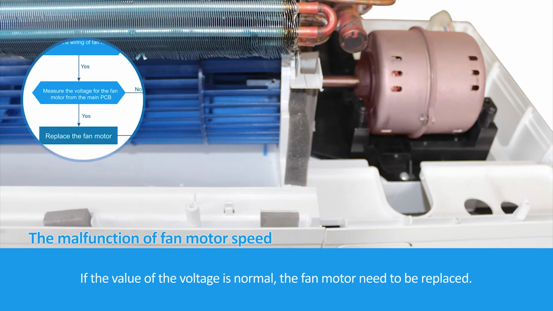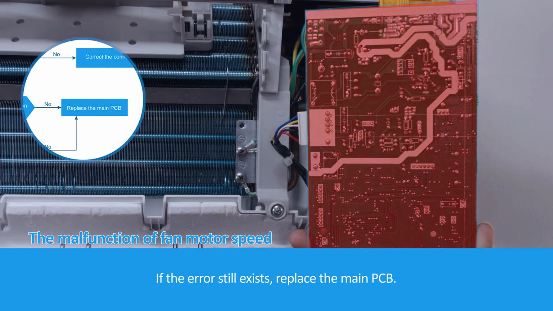If the value of the voltage is normal, the fan motor needs to be replaced. If the error still exists, replace the main PCB.